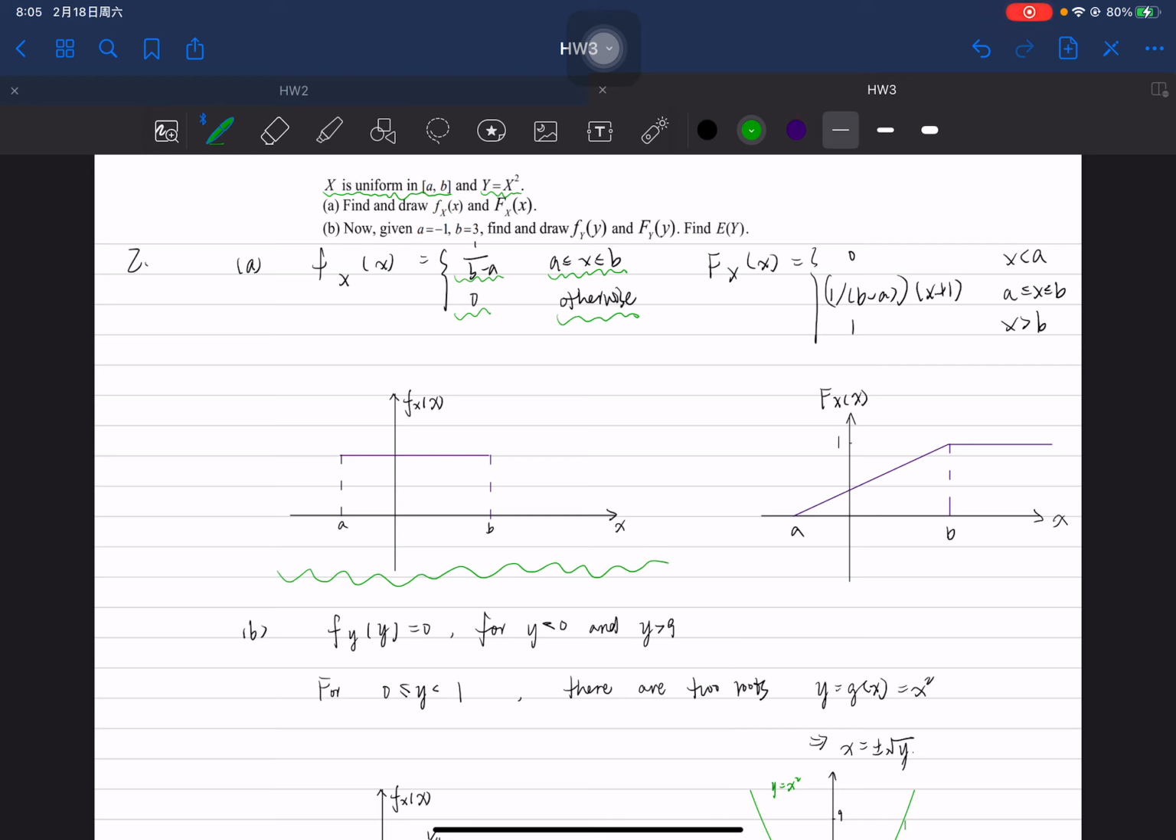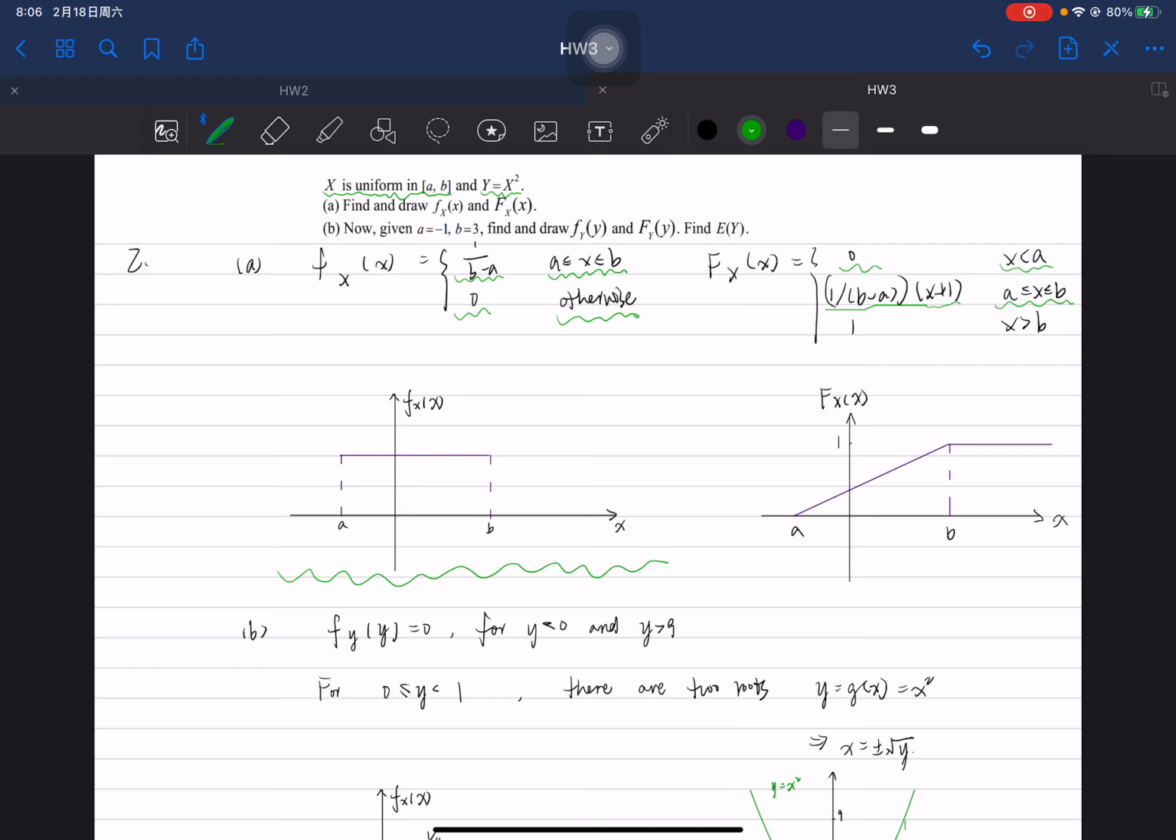For the cumulative distribution function of X, when X is smaller than A, it should equal 0. When X is in the range of A to B, this cumulative distribution function should equal 1 over B minus A times X plus 1.